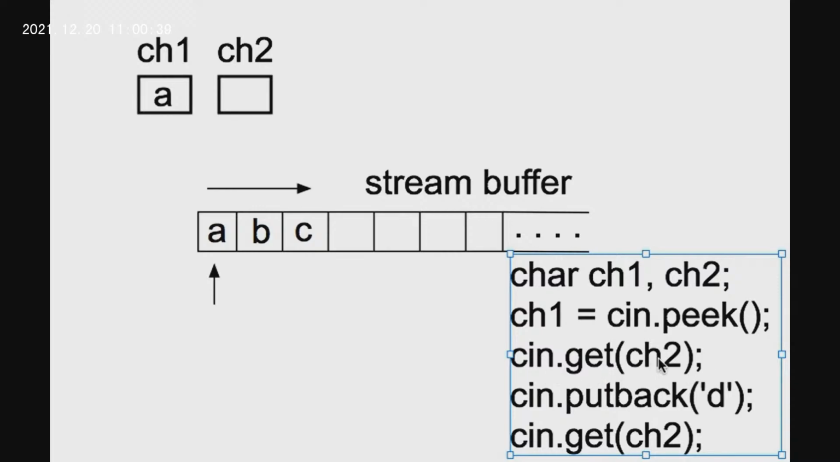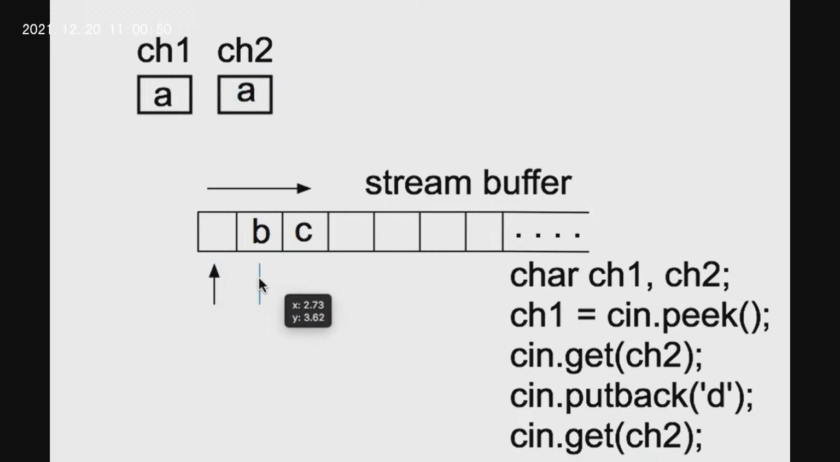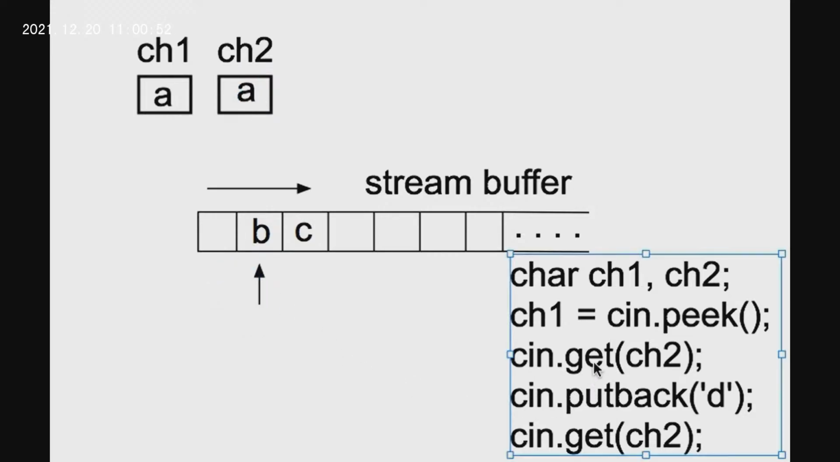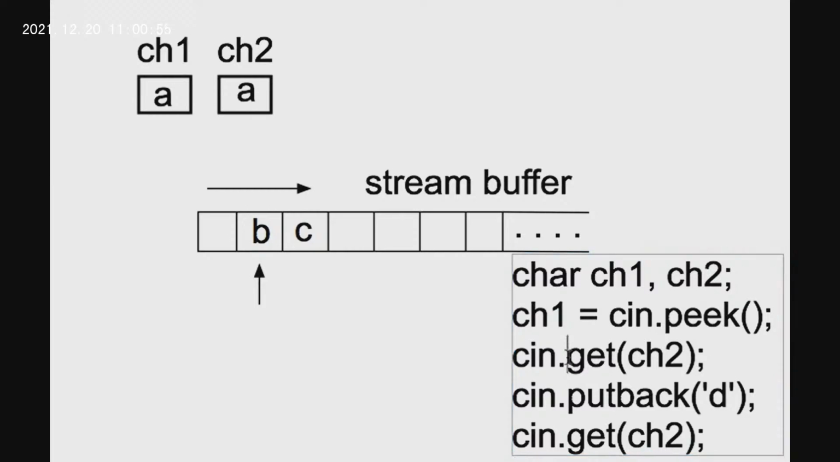So cin.get ch2. Well, the pointer is pointing at A right there, so the A will move into ch2. And then the pointer will move over to read B, right? Because that's how get works. It moves the pointer over to read the next thing.